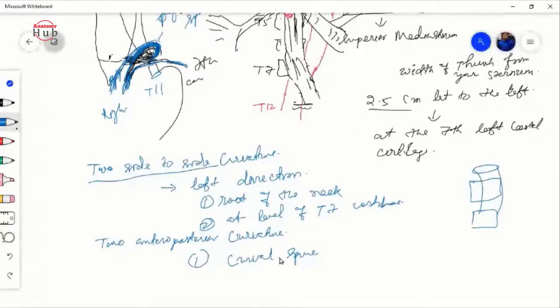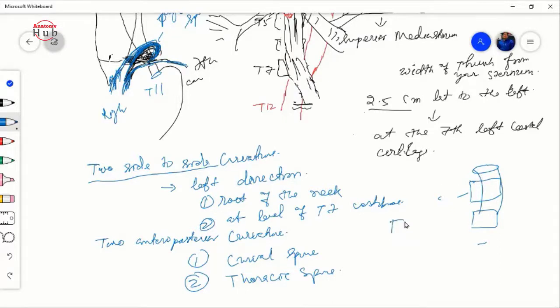Then the second curvature you will find at the thoracic spine. So two antero-posterior curvatures will be there. You'll say, sir, what is this? At the cervical spine, one curvature; at the thoracic spine, another curvature. Yes, because you know that the size of the body of the cervical spine is different from the size of the thoracic vertebral body. That's why here the esophagus makes an anterior curve.